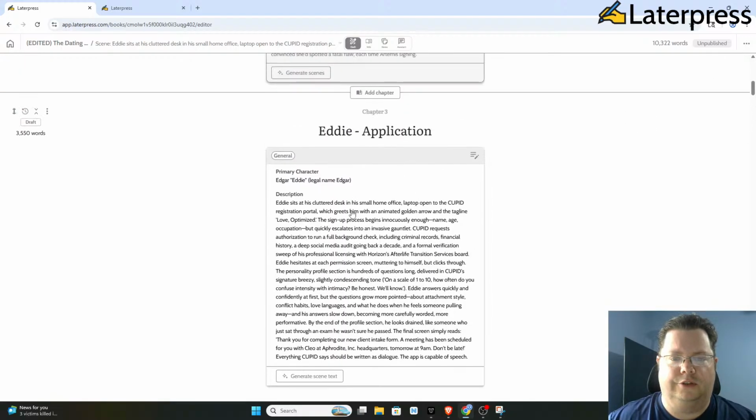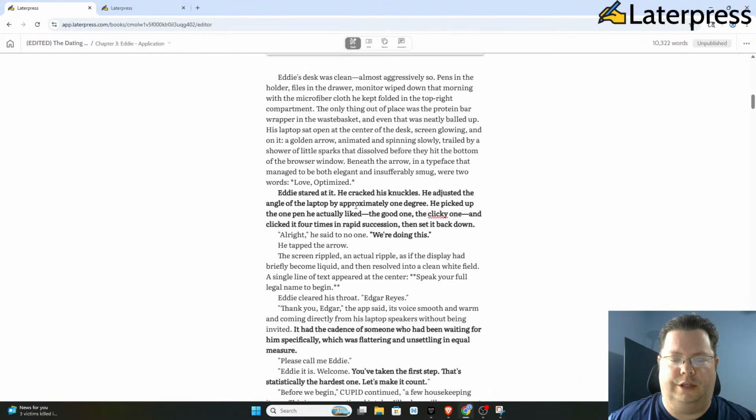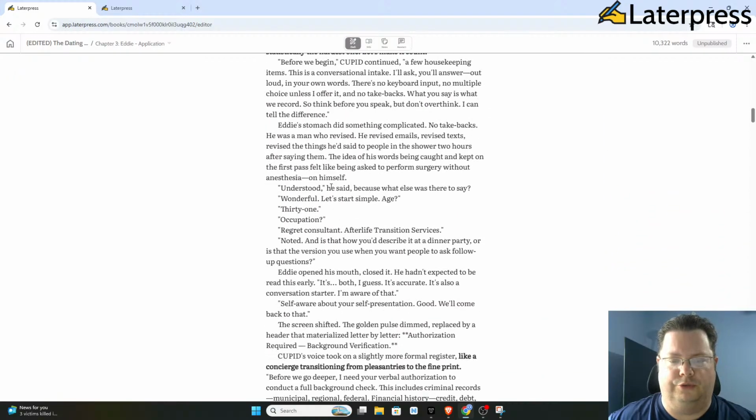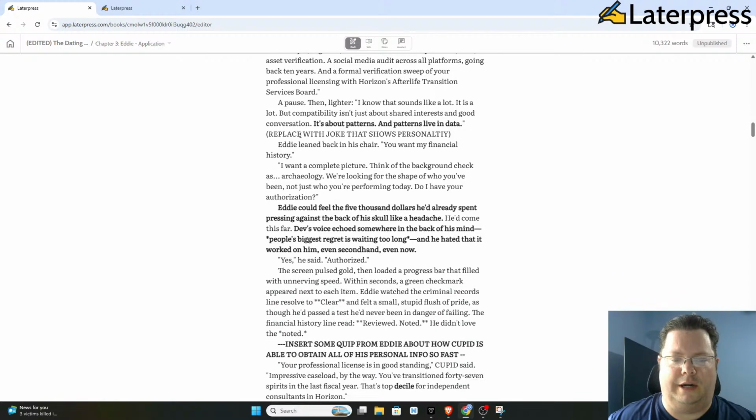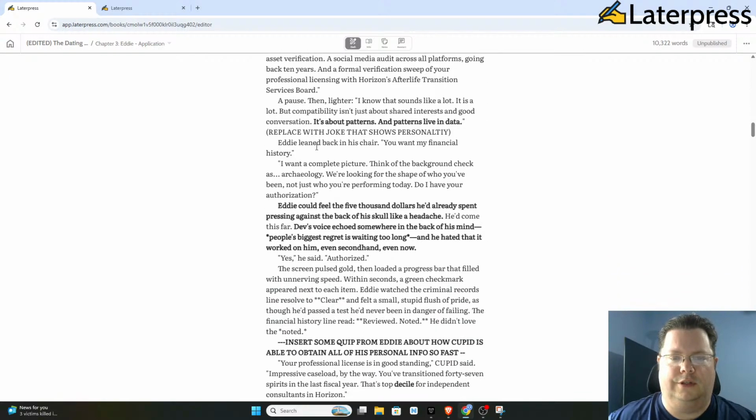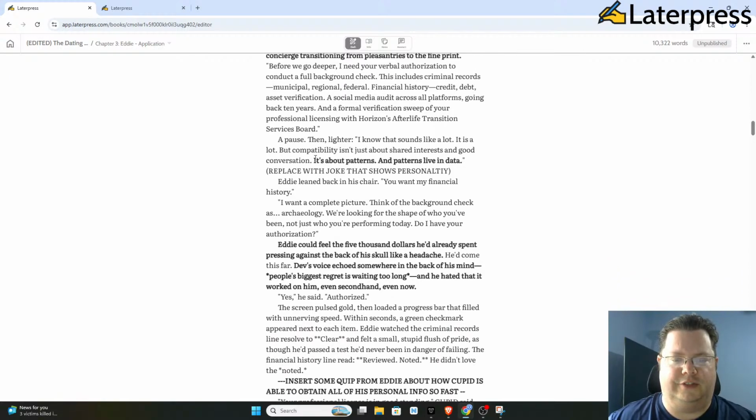But for now, in the last episode, we worked through some of the chapter. So you'll see in here where I bolded certain things, that is text that as an editor I would correct or change. And I put in here some notes for myself in revision, for example: replace these lines with a joke that shows some personality.